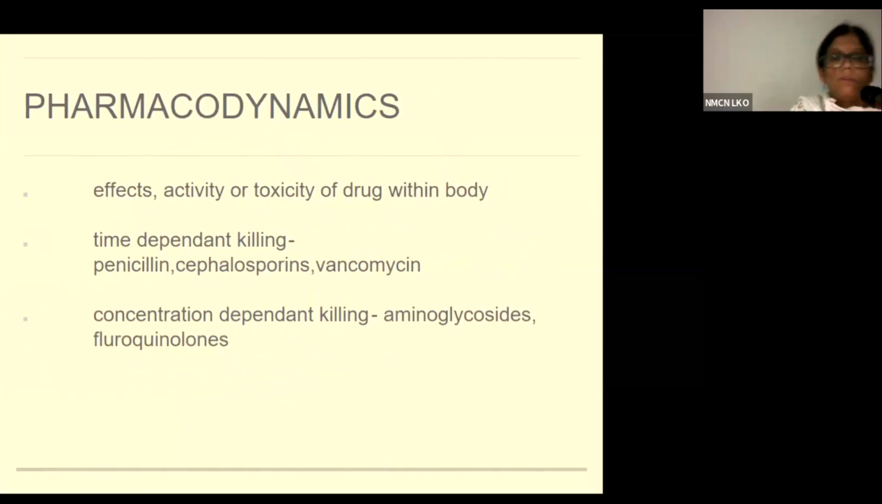A word about pharmacodynamics. Pharmacodynamics is the study of the effects, activity, and toxicity of drugs within the body. There are 2 types. I think this part was probably covered on the first day: the time-dependent killing and the concentration-dependent killing. It is the same for children as well. Drugs like penicillin, cephalosporin, and vancomycin show mainly time-dependent killing. The concentration-dependent ones are aminoglycosides and fluoroquinolones.